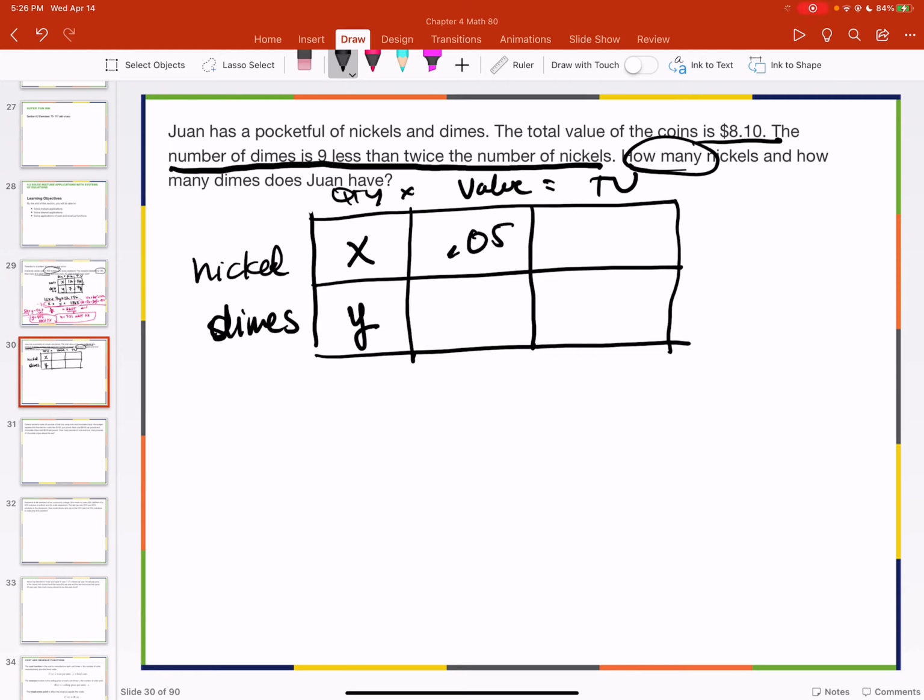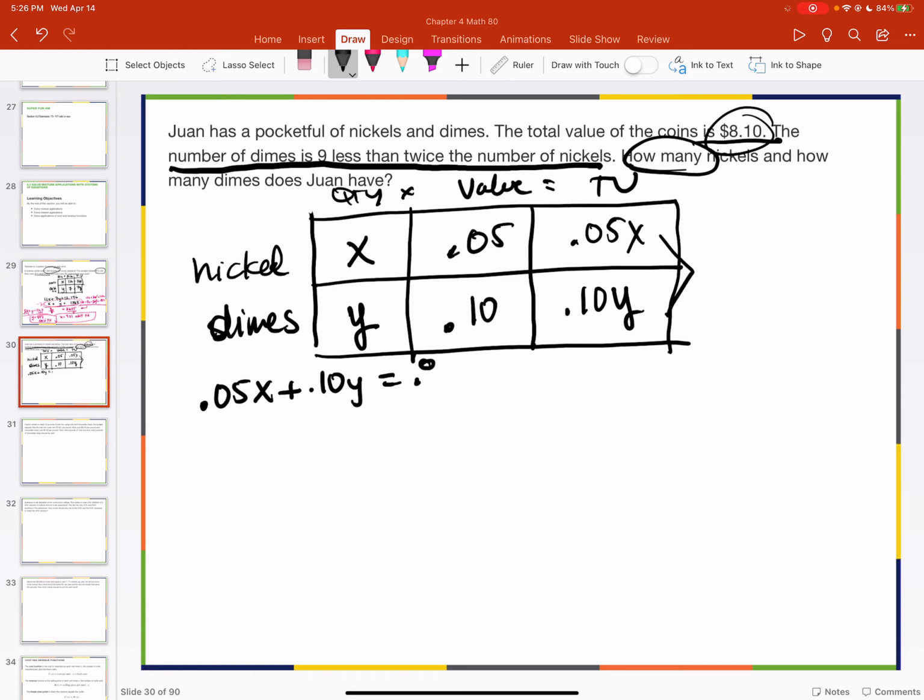The value of a nickel is 0.05. The value of a dime is 0.10. Multiply across. The total value is $8.10, so you can already write an equation: 0.05x plus 0.10y is equal to $8.10. And what else do we know? The number of dimes is 9 less than twice the number of nickels. Okay, so those are our two equations.